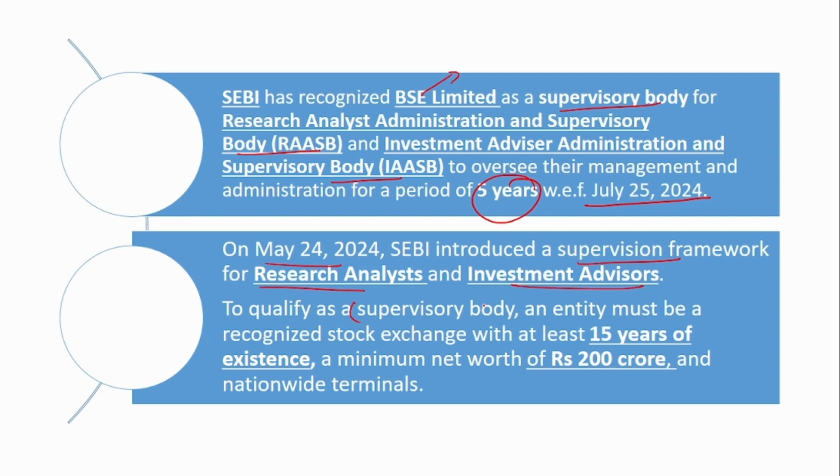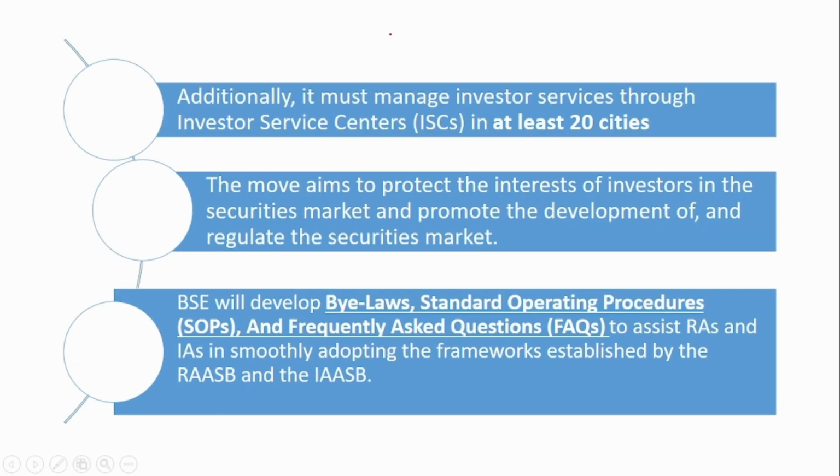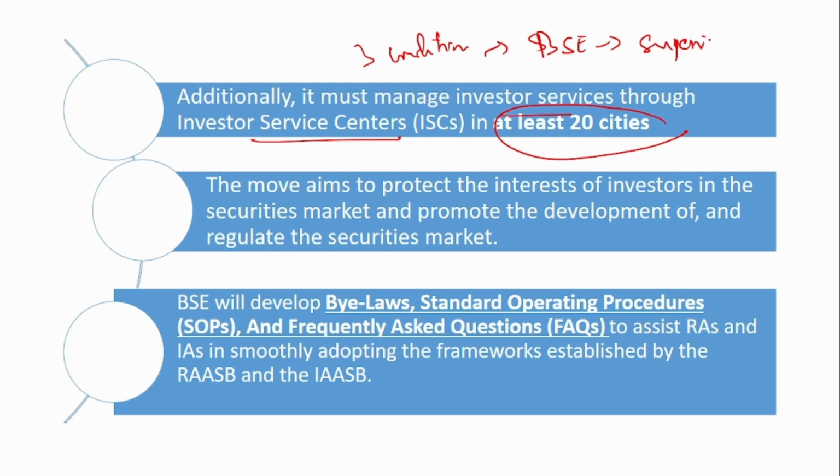To qualify as a supervisory body, an entity must be a recognized stock exchange with at least 15 years of existence and a minimum net worth of 200 crores. All these conditions have been satisfied by Bombay Stock Exchange, and now it has been recognized as a supervisory body. Also, the other condition was it must manage investor services through Investor Service Centers in at least 20 cities. So these were the three conditions stated by Sebi, and all three are fulfilled by the BSE, that is Bombay Stock Exchange, and now it is being elected as the supervisory body.